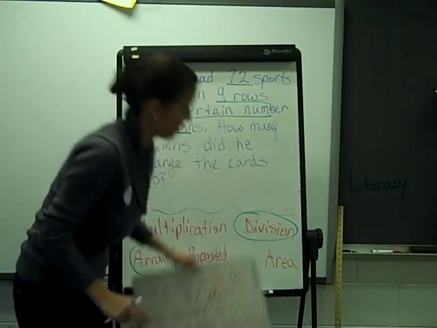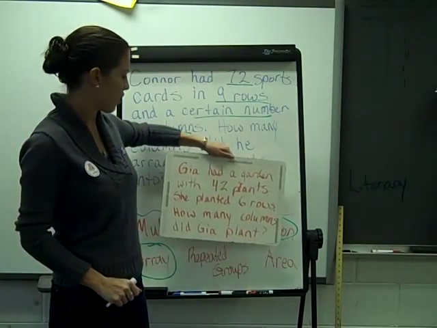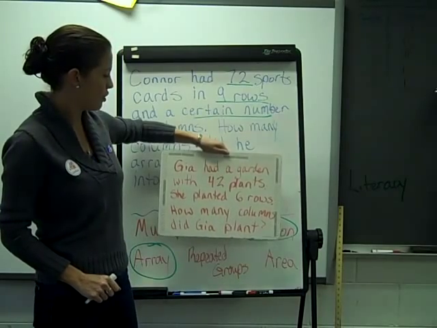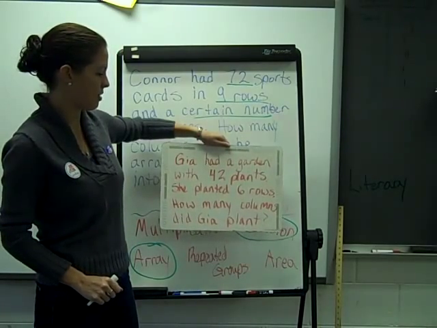Now you try this one at home. Gia had a garden with 42 plants. She planted 6 rows. How many columns did Gia plant?